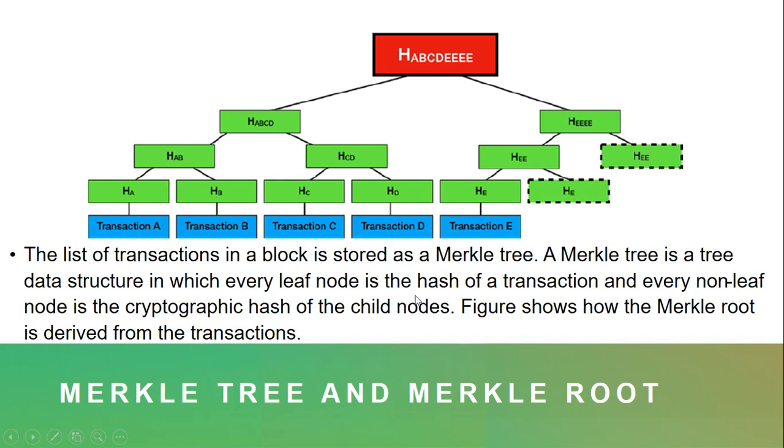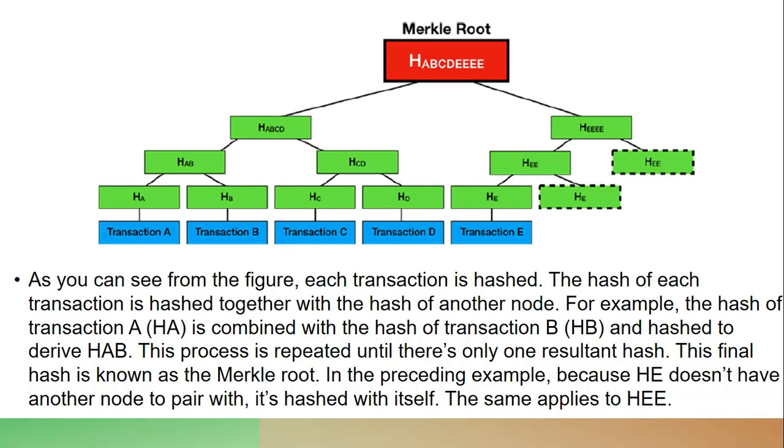That is what I am showing in this figure. Now this figure shows how the Merkle root is derived from the transactions. See, this one is the Merkle root, and this is how it is derived from the set of transactions which happens in the blockchain, right? So let's begin to check how to see our Merkle root and Merkle tree in a clearer way. As you see from the figure, each transaction is hashed, right? So this HA, HB, HC, HD, HE are all the hashes of transactions A, B, C, D, E.